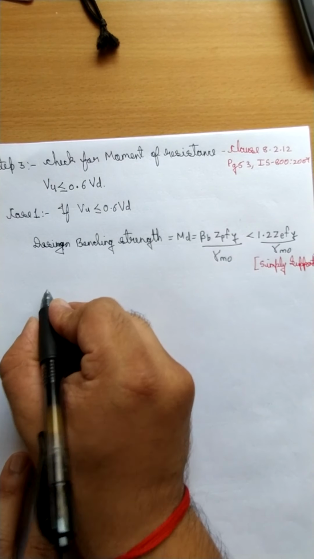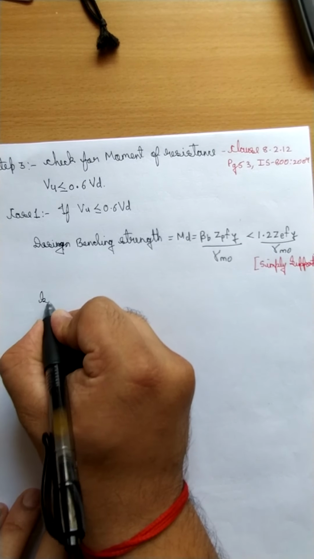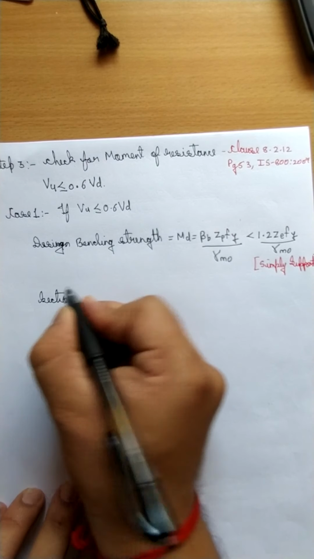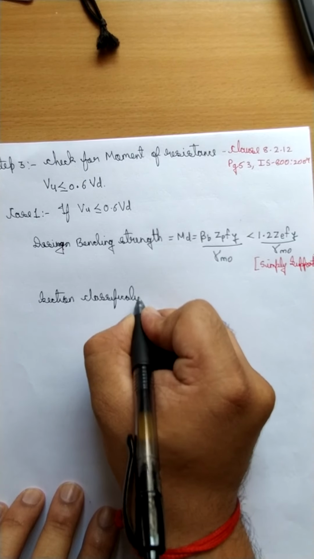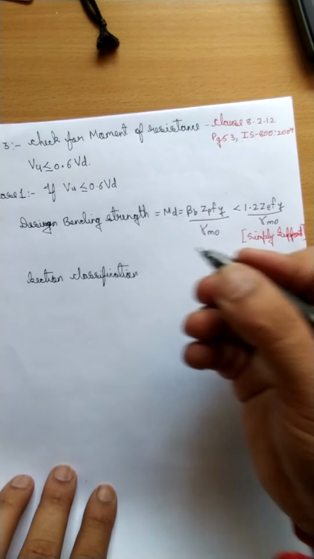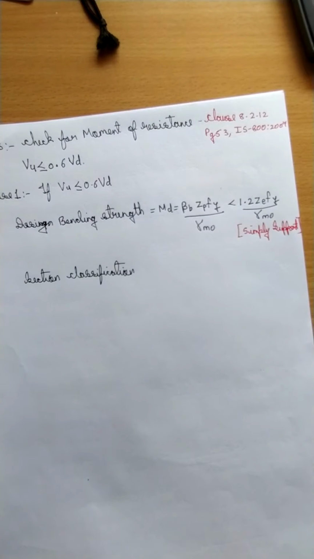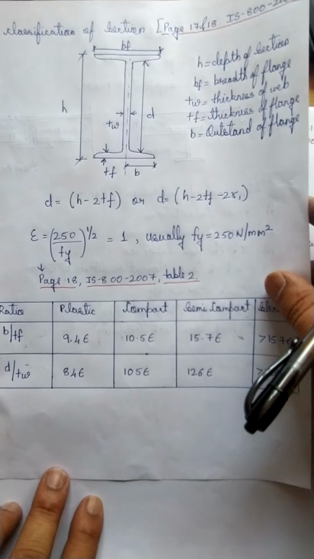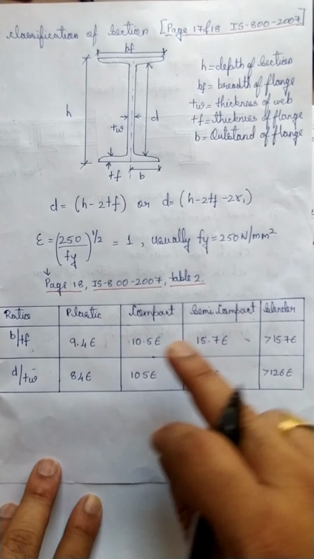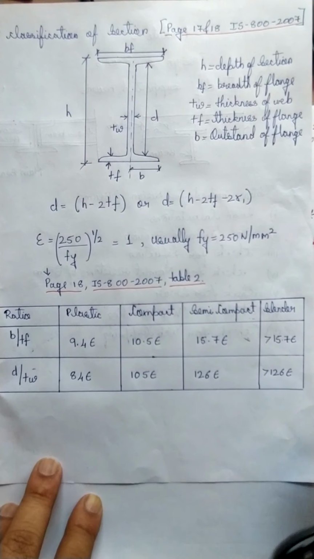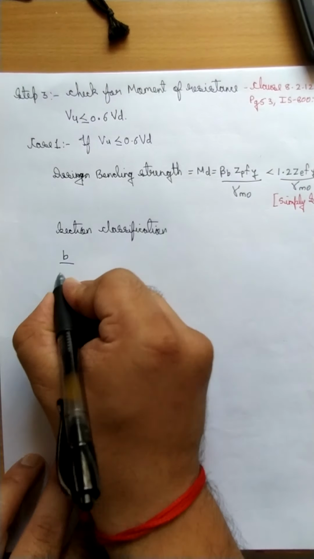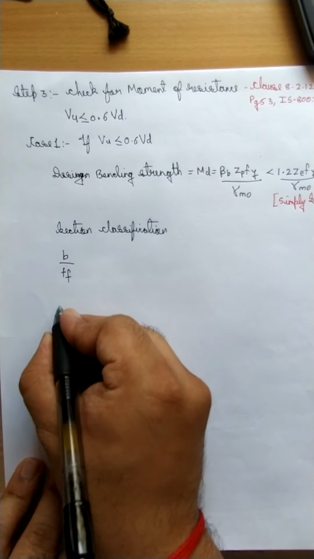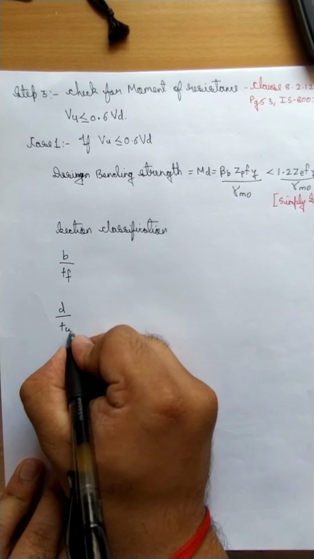Now what do we want? We want the value of beta B. So the section is to be classified. So I'll write it as section classification. So what ratios do we want? As discussed earlier, section classification is done according to this. This is the dimension. We have to find out two ratios, B by TF, this is for flange, and D by TW.